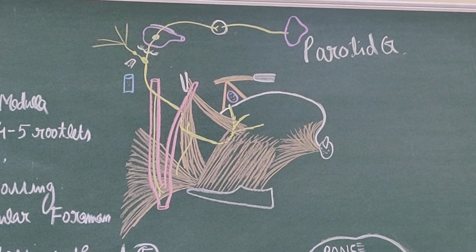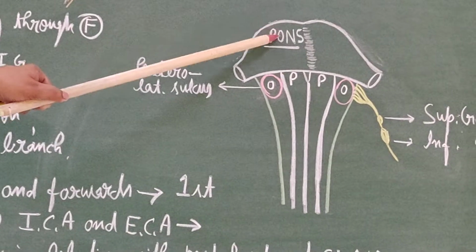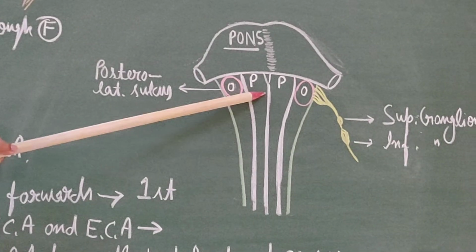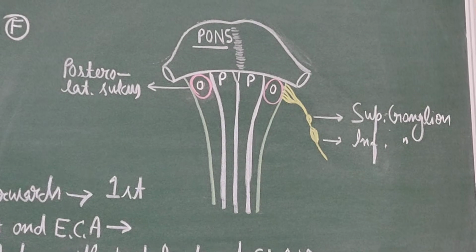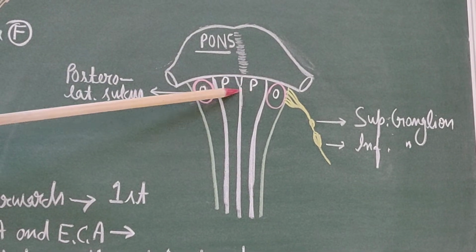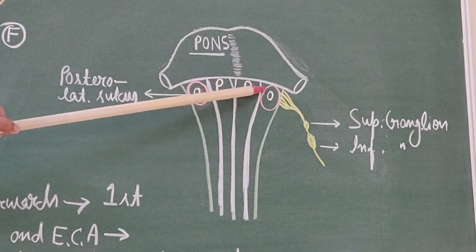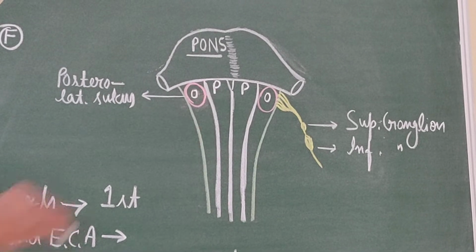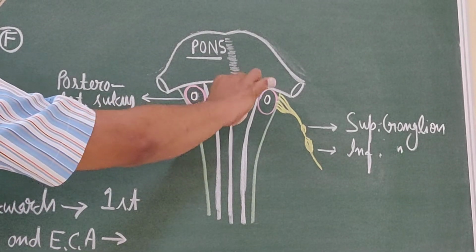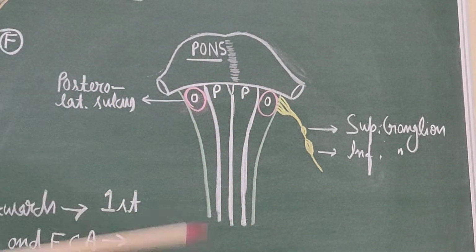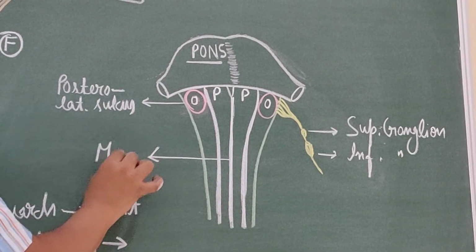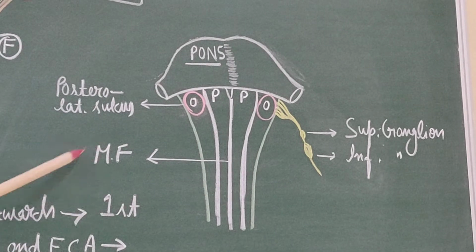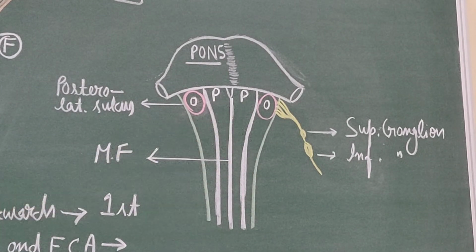Now this is the part of the brain stem. It is the pons. This is the medulla, and this is the spinal cord. Now, the medulla has a median fissure. This line, it is the median fissure that divides the medulla into the two halves.